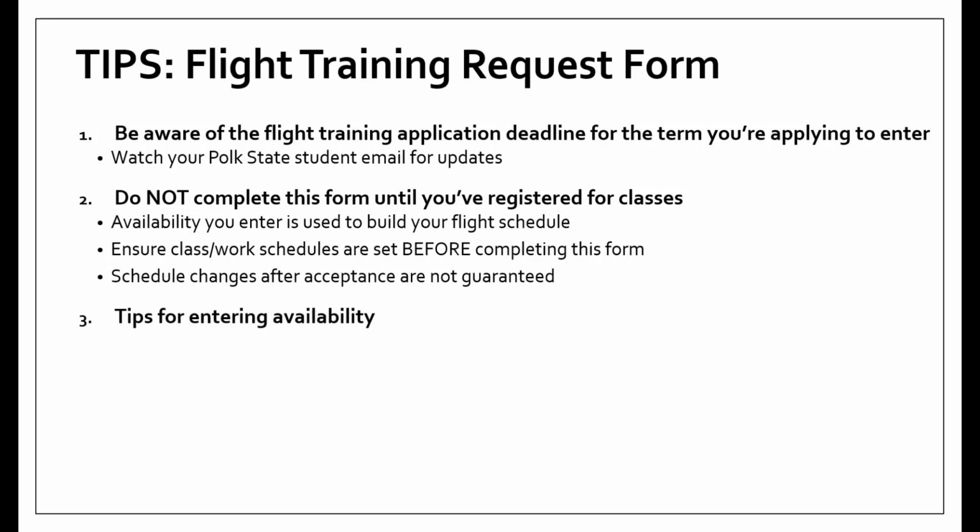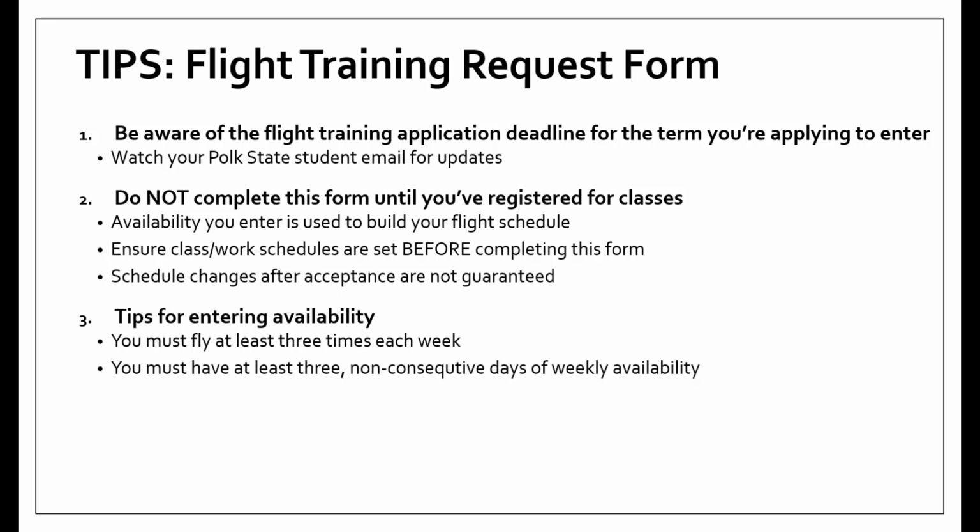Third, we need to talk about how you list your availability. You're required to fly at least 3 times each course week. We need to ensure you have availability that exceeds that requirement to account for adverse weather, aircraft maintenance issues, and personal needs, like sickness or unexpected travel. We require a minimum of 3 days of open availability. However, your availability can't be clustered together in only 3 consecutive days, like Friday, Saturday, and Sunday. It must be spread out throughout the week.